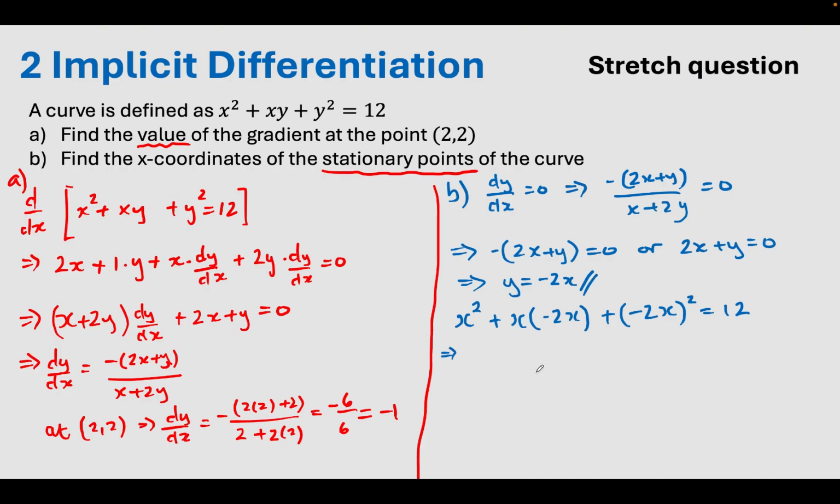Now, this is quite a nice one. So I'll get x squared minus 2x squared plus 4x squared is equal to 12. And therefore I've got 1, 4, so I get 5, take away 2, so I'll get 3x squared is 12, x squared is 4, and therefore x is plus or minus 2. So those are the x coordinates of the two stationary points. And that's the end of the question. Done.